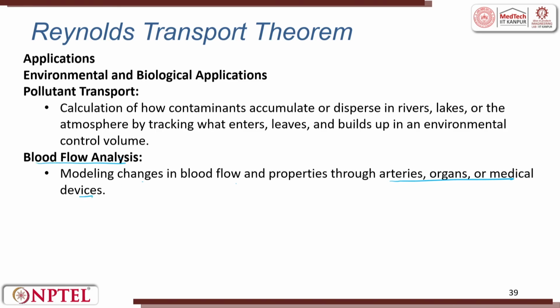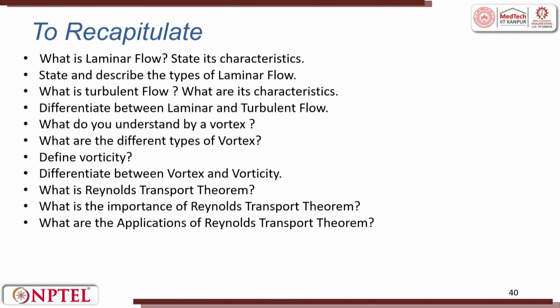Modeling changes in blood flow and properties through arteries, organs, and medical devices is done through this RTT. So, friends, what did we see in this chapter? Laminar flow: what is laminar flow, what are its characteristics? Then turbulent flow: what are its characteristics? Then we saw the difference between laminar flow and turbulent flow. What is vortex, what is vorticity, the different types of vortex, free vortex and forced vortex, and the difference between vortex and vorticity. Then we saw RTT, the Reynolds transport theorem, its importance, and a few applications of RTT.